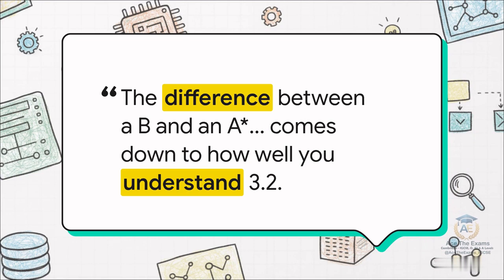They say, and I quote, "The difference between a B and an A star in information technology often comes down to how well you understand 3.2 electromagnetic field sensors, ultrasonic sensors, induction loops." Now, you might be wondering why this specific topic, because this isn't just another chapter to lazily skim through on a Sunday afternoon. This is the absolute battleground where top grades are decided.